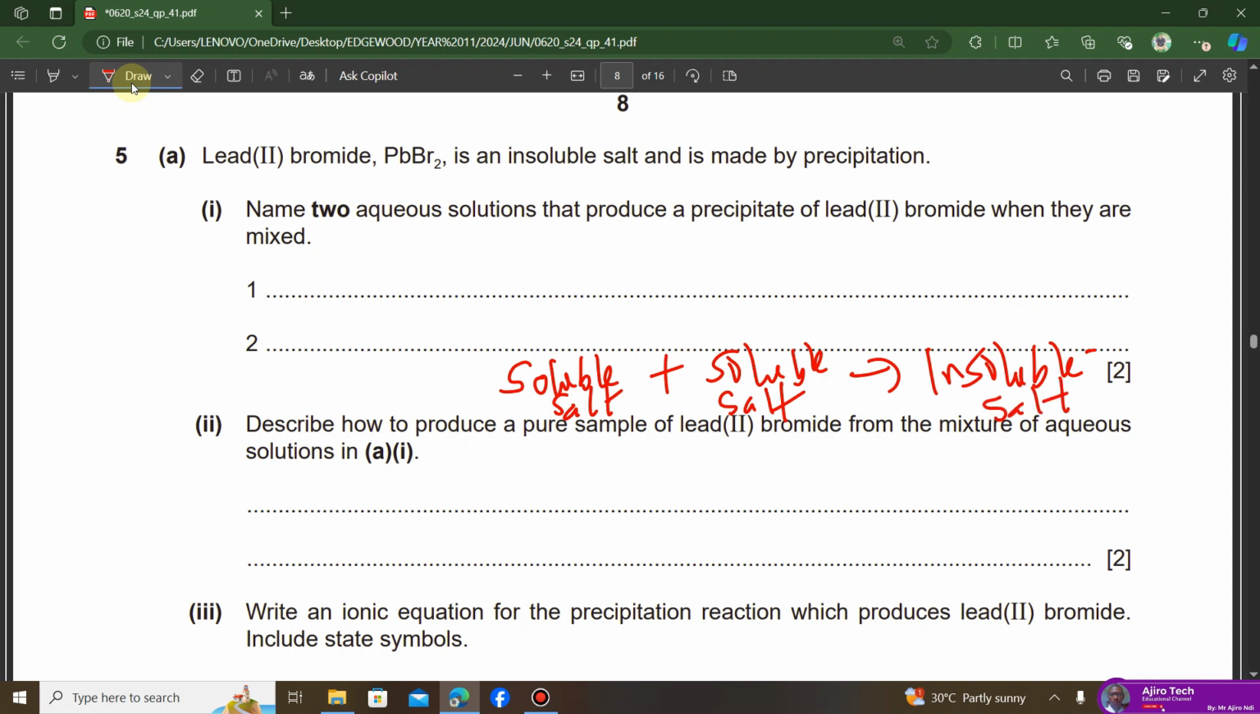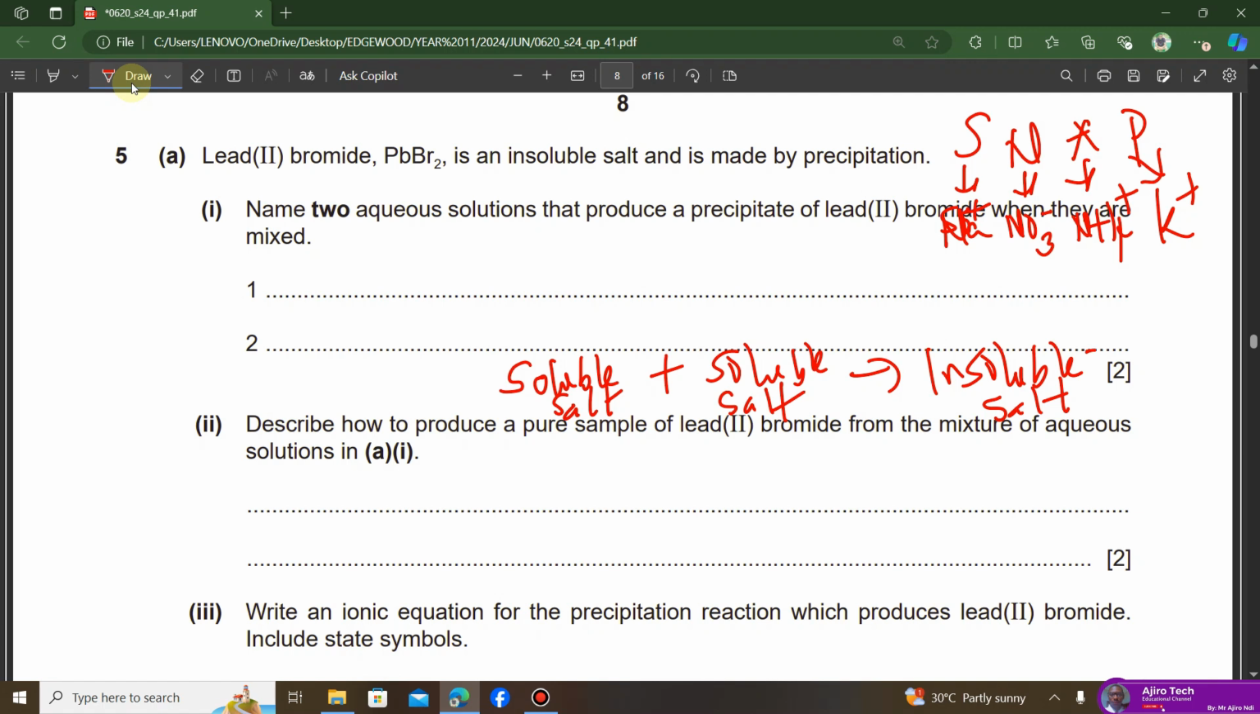Knowing that, there is also a rule you need to know on soluble salts. Remember, SNAP is the rule for all soluble salts. What do we mean by SNAP? S is for sodium, N is for nitrate, A is for ammonium, and the P is for potassium. It means all sodium, nitrate, ammonium, and potassium salts are soluble.